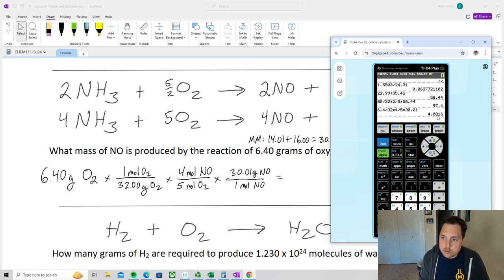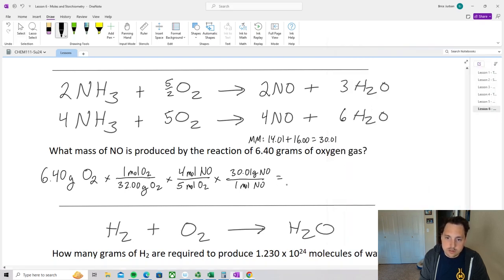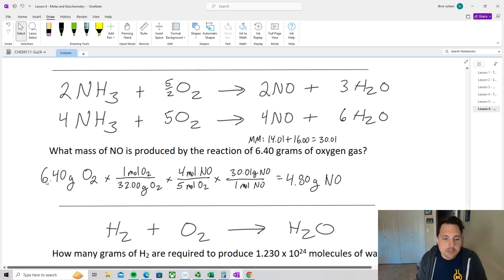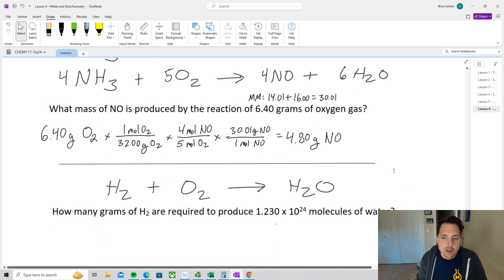.8016. So I'm going to round it to 3 sig figs. So 4.80. And your answer, if you're starting with grams and you're ending in grams, your answer and your starting number should be in a similar range, right? So we go from 6.4 to 4.8. That makes sense because we have 5 moles of O2 reacting, and we only get 4 moles of NO. So this number should decrease slightly. Oh, and the relative molar masses of these two are similar.